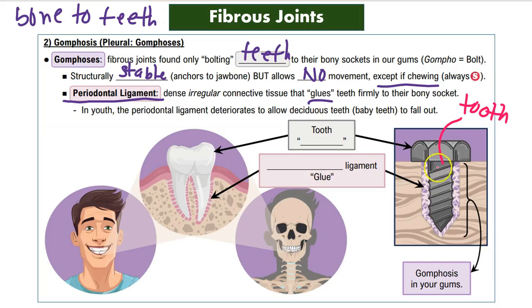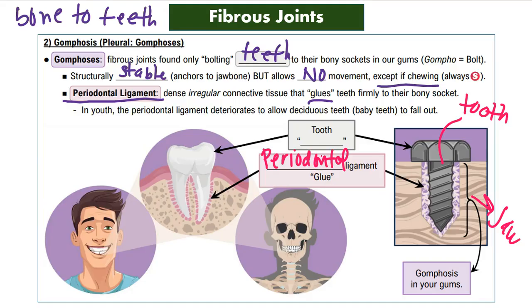And then we have that bolt, of course, being anchored into wood. And so the wood here will represent our jaw. Now, surrounding that bolt is going to be our periodontal ligament, or the glue. That's going to help anchor that tooth into the actual jawbone.